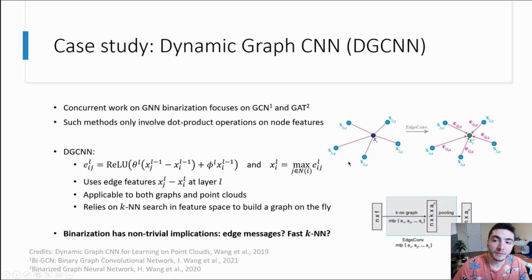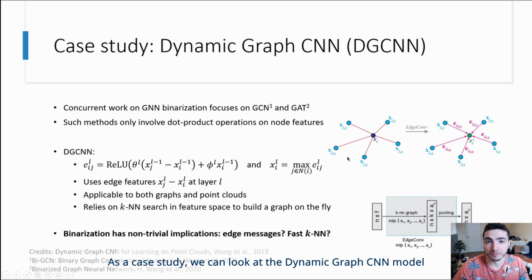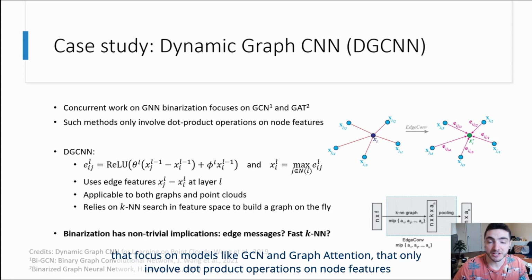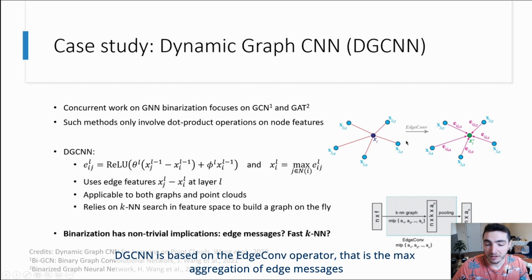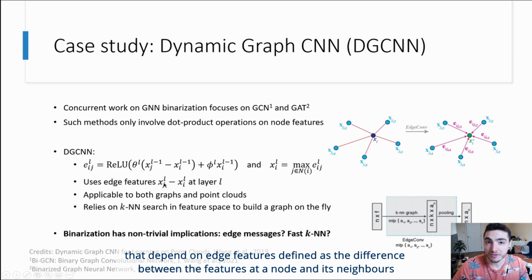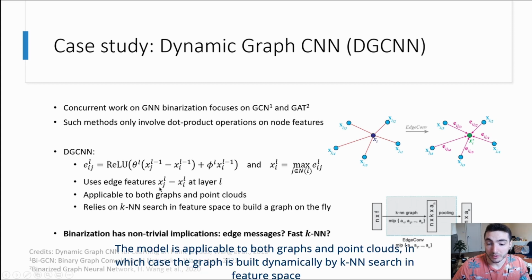And this shows that we need to make more design decisions when we want to binarize general graph convolutions. As a case study, we can look at the dynamic graph CNN model. So contrary to concurrent work on the binarization of GNN that focus on models like GCN and graph attention that only involve dot product operations on node features, DGCNN is based on the edge-conv operator that is the max aggregation of edge messages that depend on some edge feature defined as the difference between the node features at the node and at its neighbors. The model is also applicable to both graphs and point clouds, and in the paper, they build the graph dynamically by k-NN search in feature space for point clouds.